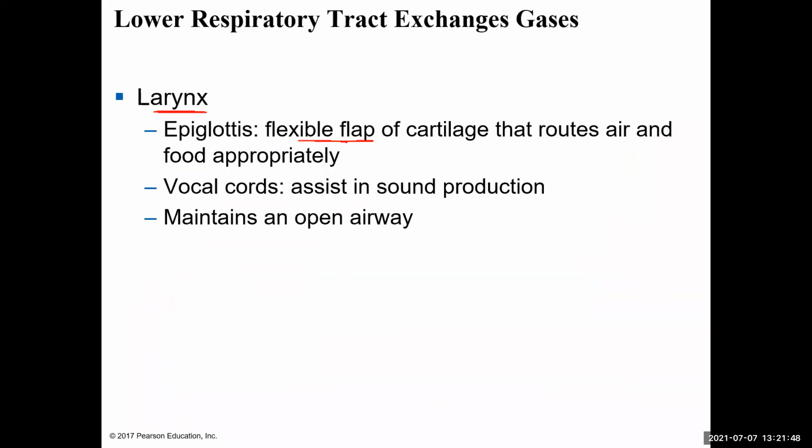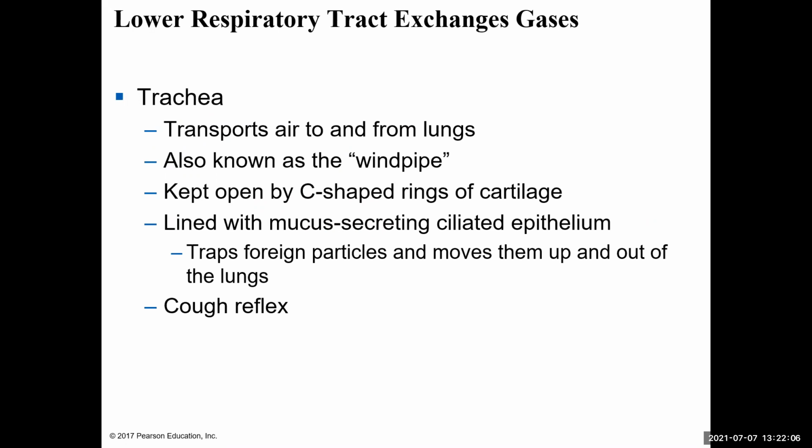Okay. And so continuing with the discussion of the lower respiratory, we have the larynx, we have the epiglottis. The vocal cords are inside the larynx, and it helps to maintain an open airway down into our lungs. And once the air passes these structures, it then enters the trachea, which transports the air to and from the lungs, and is very commonly known as the windpipe.